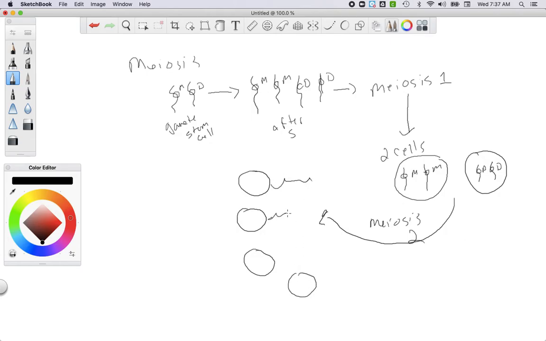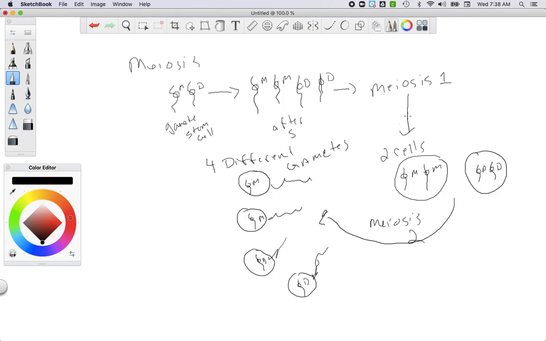Let's call these sperm. It's easy to draw those. This one has an M. This one has an M, D, and a D. And at the end of meiosis 2, we have 4 different gametes. Now, if we're only looking at one gene, it doesn't look like we have 4 different gametes because there's M, M, those look the same, D, D, those look the same.